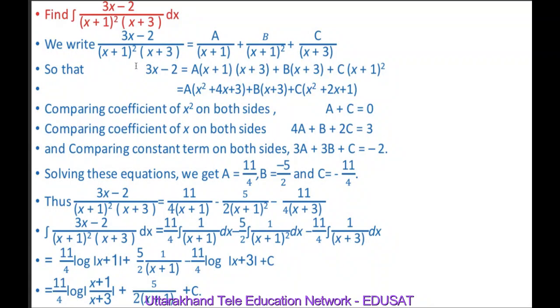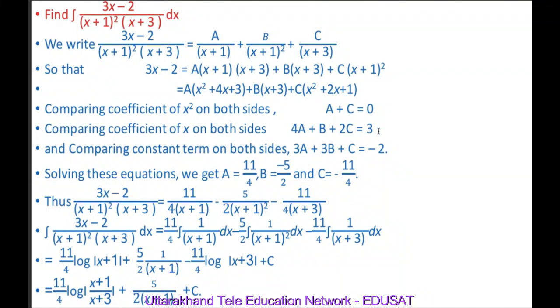Now we will compare the coefficient of x. Here the coefficient of x is 3. Here the coefficient of x is 4 into a, 4a. Here the coefficient of x is b. Here the coefficient of x is 2 into c, 2c. 4a plus b plus 2c equal to 3.